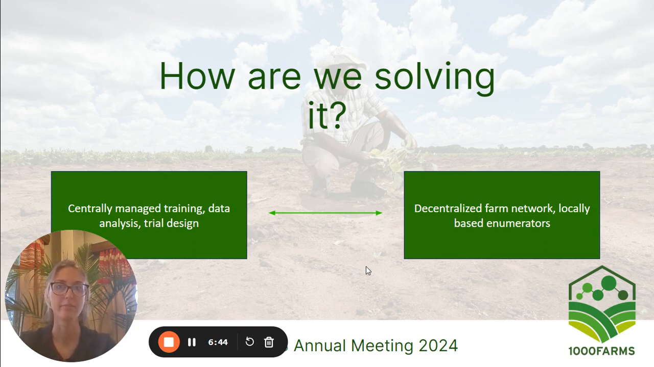So how are we solving it? We're configuring a model for a centrally managed study with a decentralized network of farm sites managed by enumerators who are specifically recruited from within each study village where they are living. This design allows us to really make sure in a systematic way that we capture the relevant diversity in farmer and farm types.